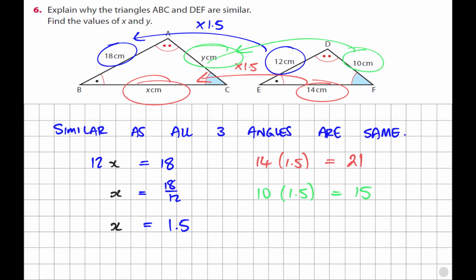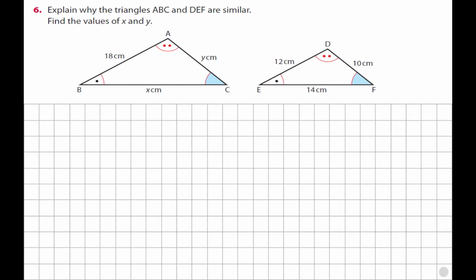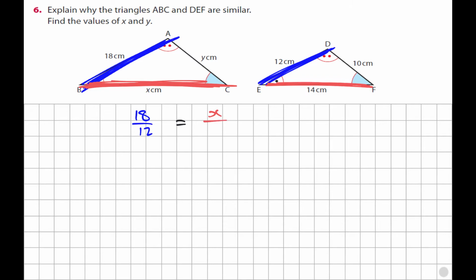Okay? So if we're going to do this as fractions, what we do is we take two corresponding sides. So I'm going to take these sides first, right? The 18 there and 12 both map onto each other. So I can say 18 over 12 is equal to, and if I'm trying to find the value for x, I can say x over 14. Just be very, very careful.